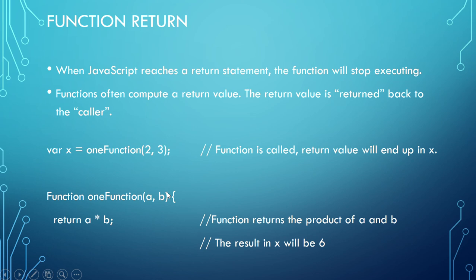So, function return. When JavaScript reaches a return statement, the function will stop executing. Functions often compute a return value. The return value is returned back to the caller. So here we're defining some variables for one function, two of them. Variable A is going to be 2, variable B is going to be 3. Then we're going to call one function with A and B, and return A times B. I set A to be 2 and B to be 3, so we'll get 6.